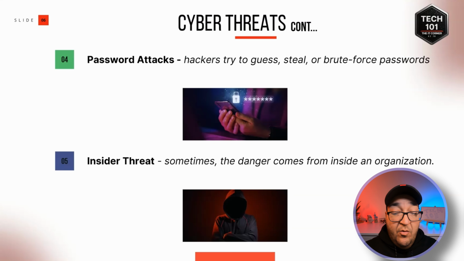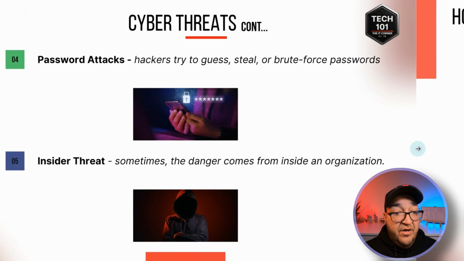Now, the big picture that I want you to see here is that cyber threats come in all shapes and sizes. Some target systems, others target people. Knowing how they work is the first step towards stopping them, right? So I will say that these are the common threats and you need to be aware of these. So let's just move on, okay?